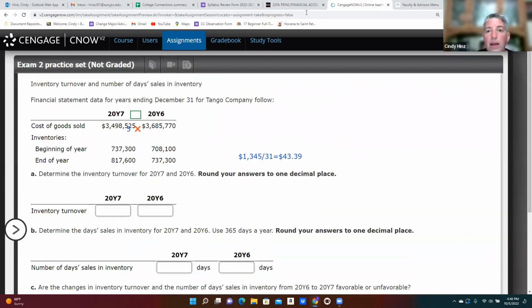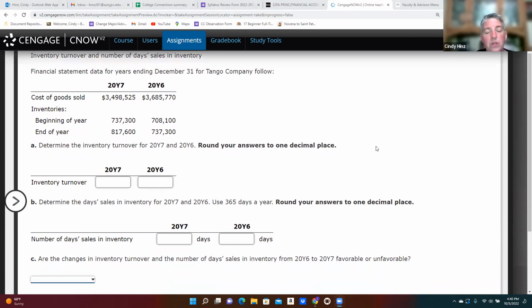Okay, one more exercise. And thank you for sticking with us. So here we have inventory turnover and number of days sales in inventory. So I showed you the formulas that the book used, and then I told you a little bit easier way to approach this. So inventory turnover, the calculation is cost of goods sold divided by average inventory.